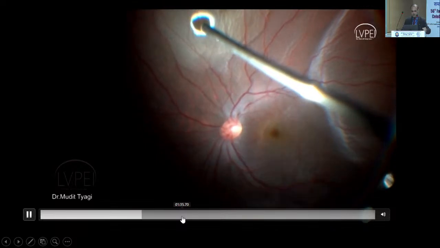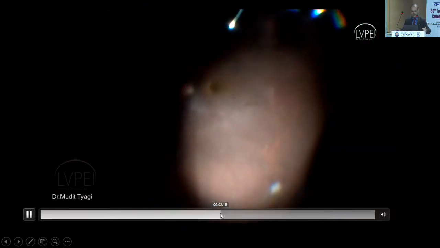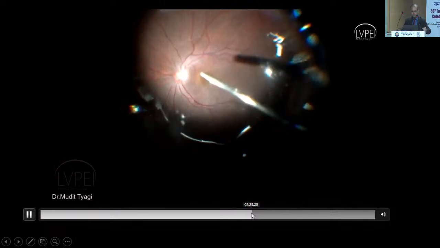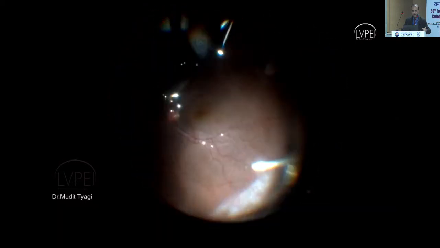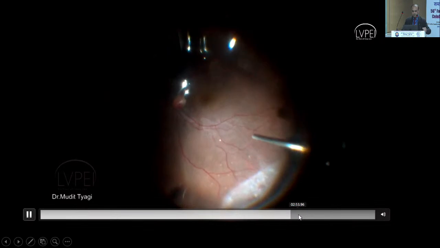And after doing a fluid air exchange, settling the retina and doing a laser, what you need to do is put a drop of fibrin glue over the break. This is a complete fluid air exchange. So you put one drop of thick component over both the breaks, followed by a drop of thin component. And then in an air-filled globe, you just wait for around 2 to 3 minutes.